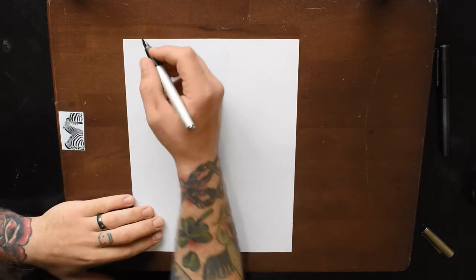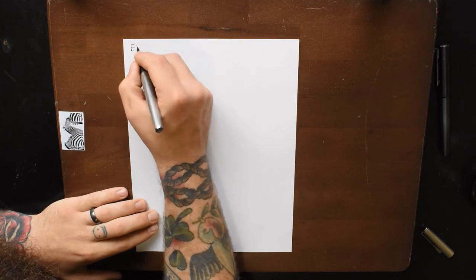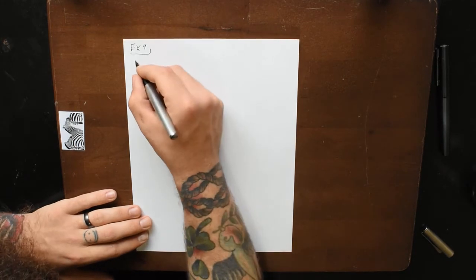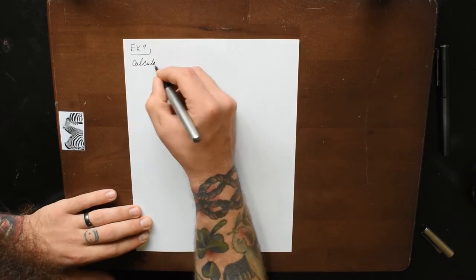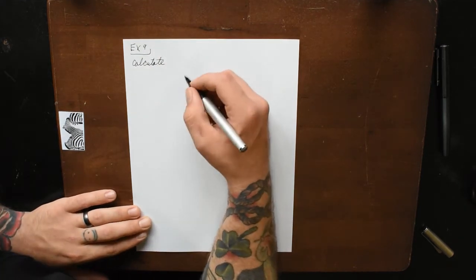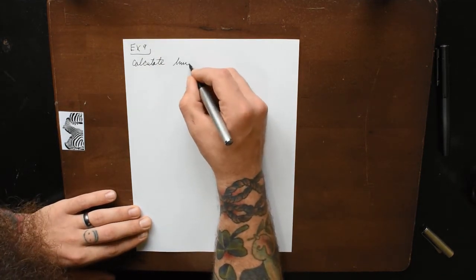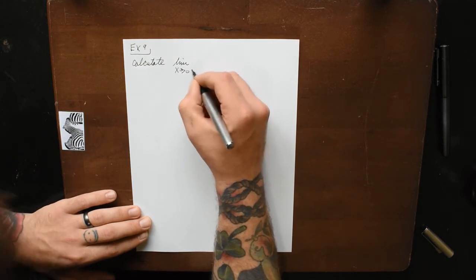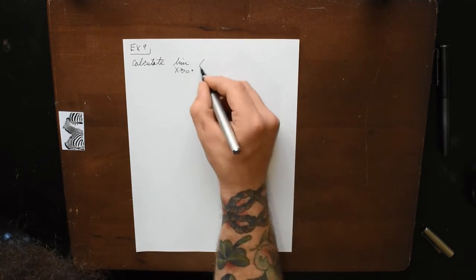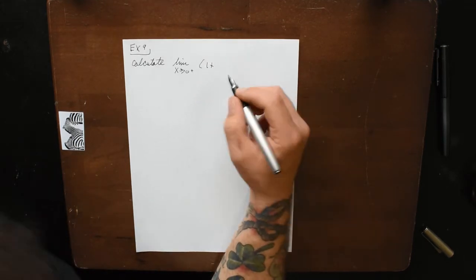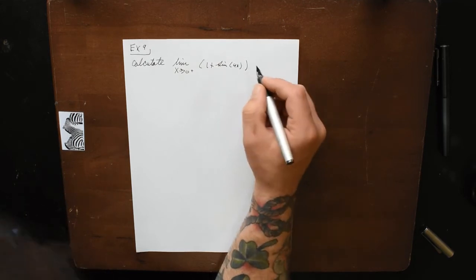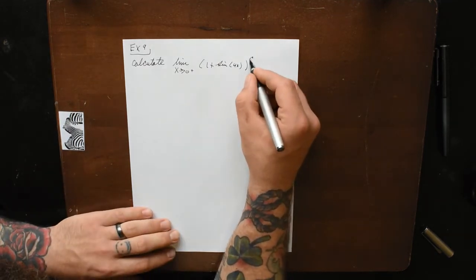So, example 9. Example 9 wants us to calculate the limit as x goes off to 0 from the right of 1 plus the sine of 4x, all with an exponent of cotangent of x.